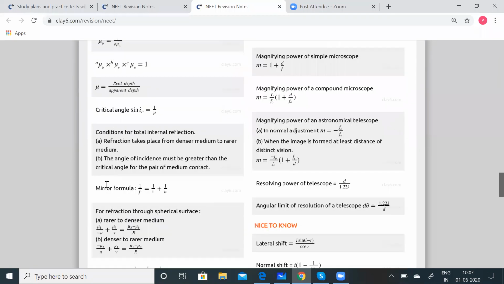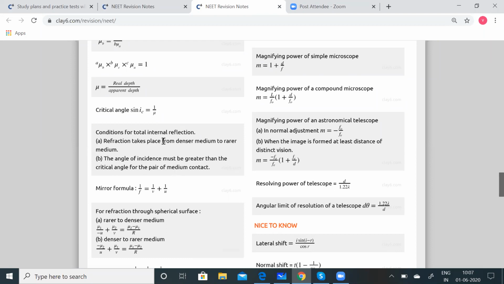For the critical angle IC, sin IC is equal to 1 by mu, where IC is the critical angle. Once the angle of incidence of the ray passing through the medium is more than the critical angle, it undergoes total internal reflection. Now, what are the conditions for total internal reflection? Refraction takes place from the denser medium to a rarer medium, and the angle of incidence must be greater than the critical angle for the pair of media in contact.